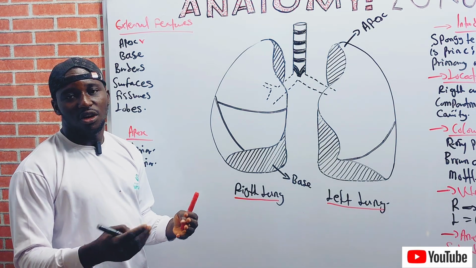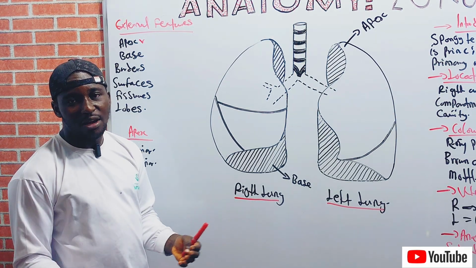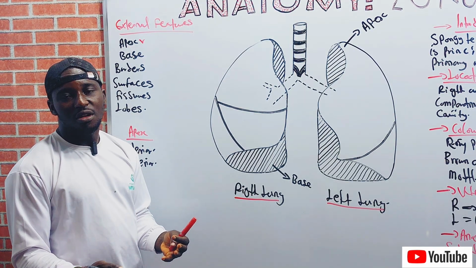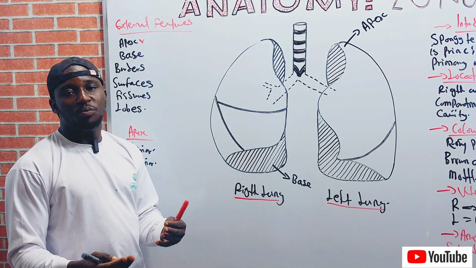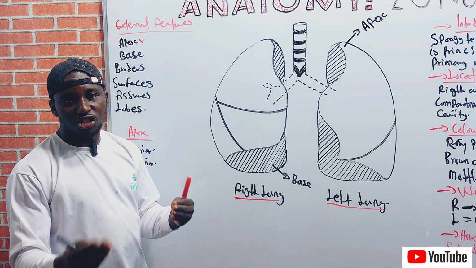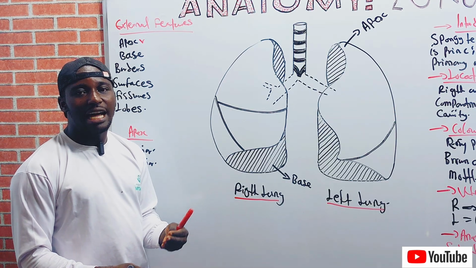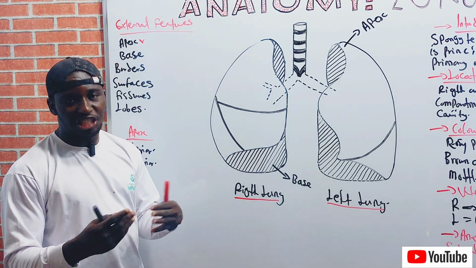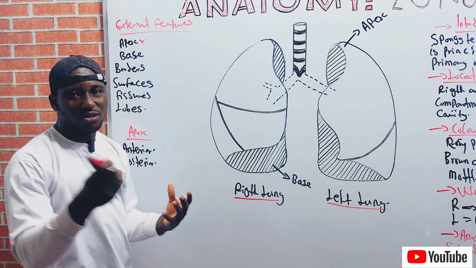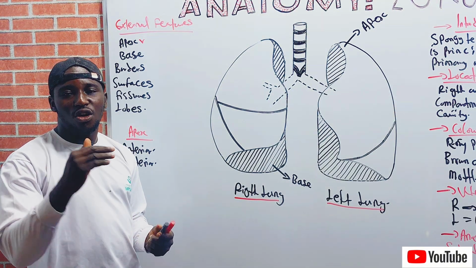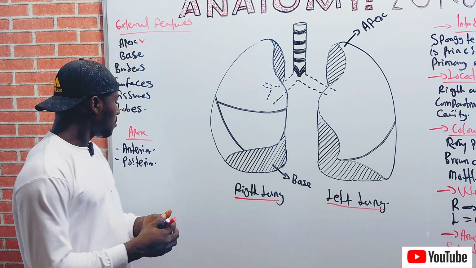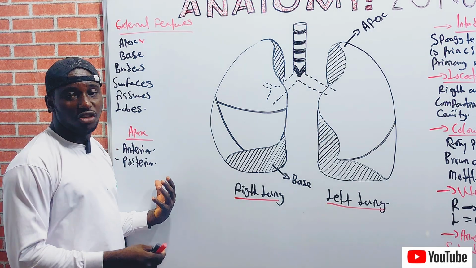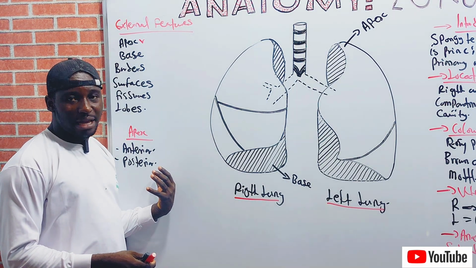that pass on it, such as the ventral ramus of the first thoracic nerve, the first posterior intercostal vein, the first posterior intercostal artery, and also the sympathetic chain. So those are the structures that pass along the neck of the first rib, which forms the posterior relation of the apex of the lungs.